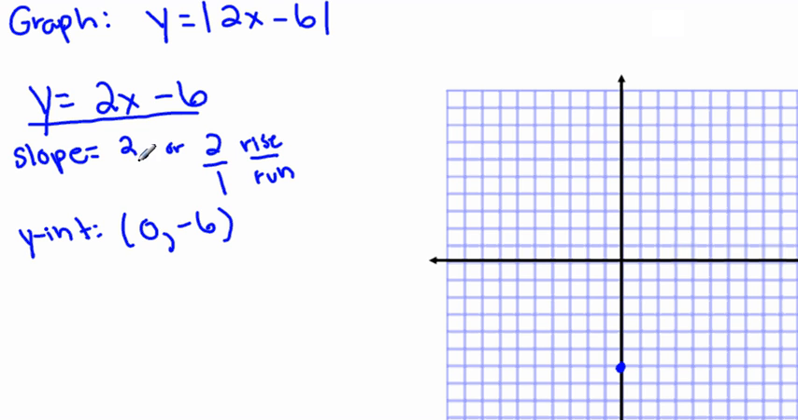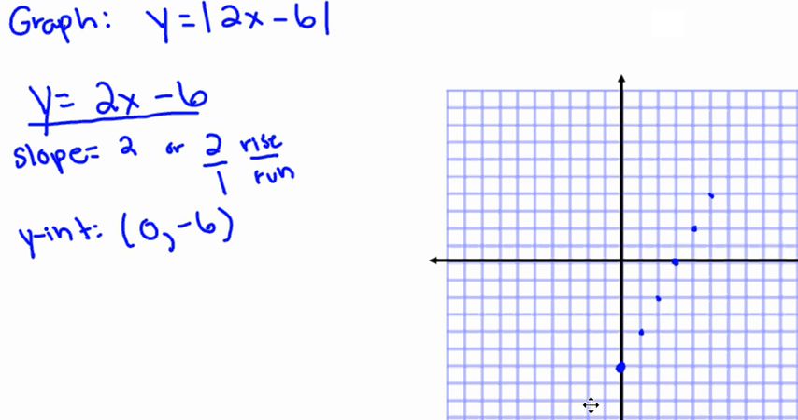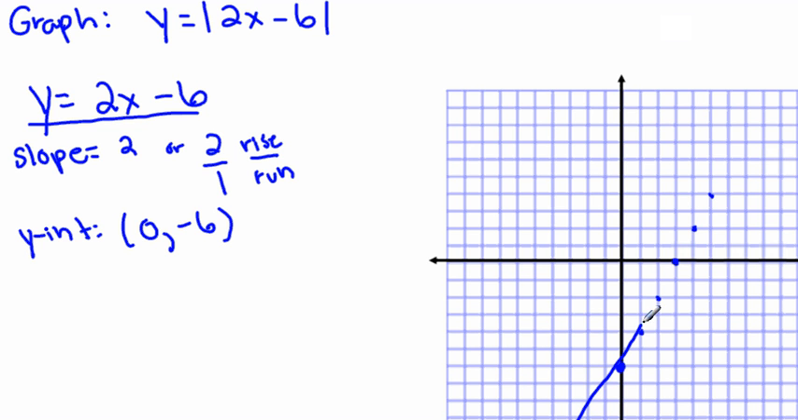So with a slope of 2, it's equivalent to 2 over 1, rise over run. So it means we're going to go up 2 and over 1 for each additional point on the line. So we can keep doing this. We can determine also that our x-intercept is at positive 3. And just keep going and adding a few more points on the line. So now if we join these up, we have the graph of our line y equals 2x minus 6.